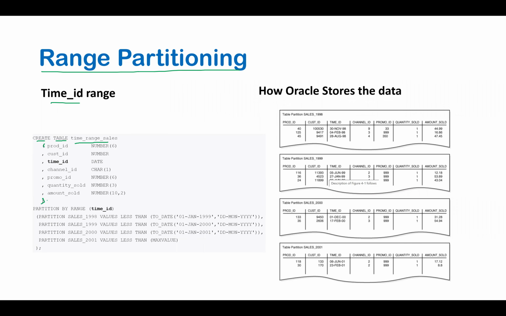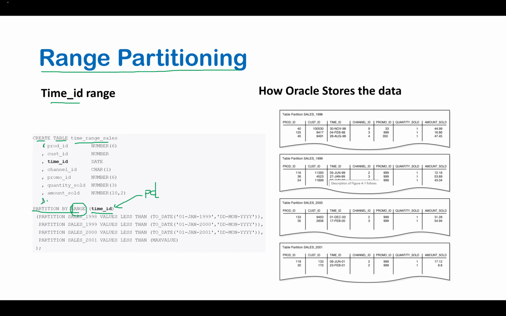But instead of putting the semicolon here, we'll use partition by range. So this is the keyword. Partition by range is the keyword. Which partition strategy are you going for and which is the partition key? See, this time ID is the partition key. So based on the time ID, the range of values, it will create a partition.